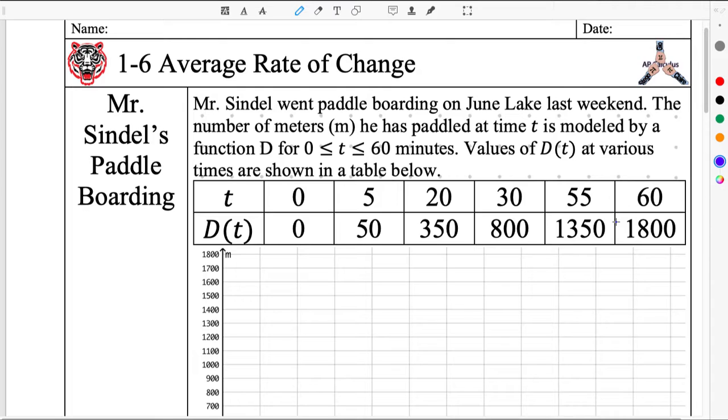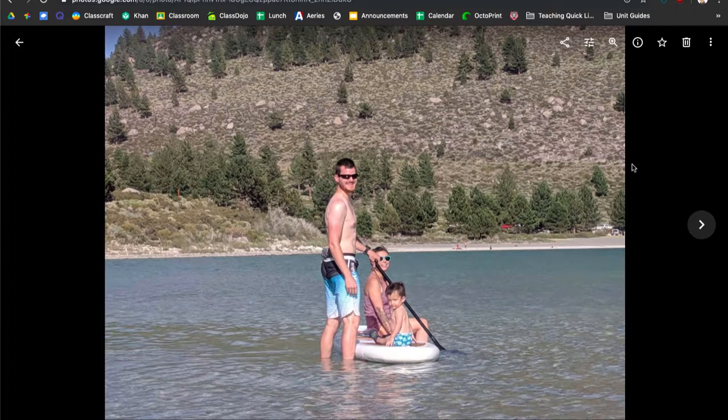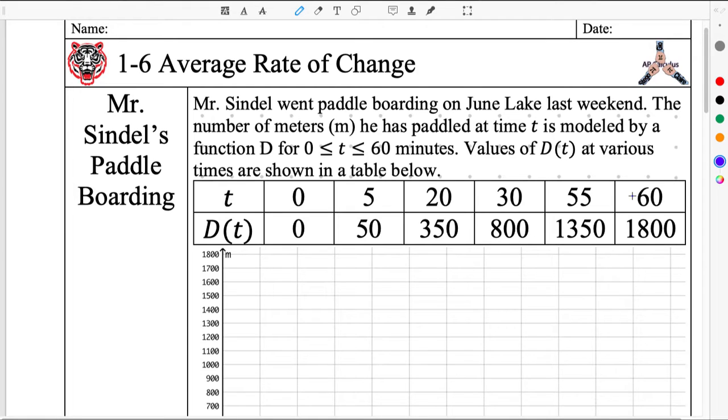So, Mr. Sindell's paddleboarding lesson. Mr. Sindell went paddleboarding on June Lake last weekend. That actually did happen. There's that cool picture. The number of meters he has paddled at time t is modeled by a function capital D for t in between 0 and 60 minutes. Values of D(t) at various times are shown in this table below.